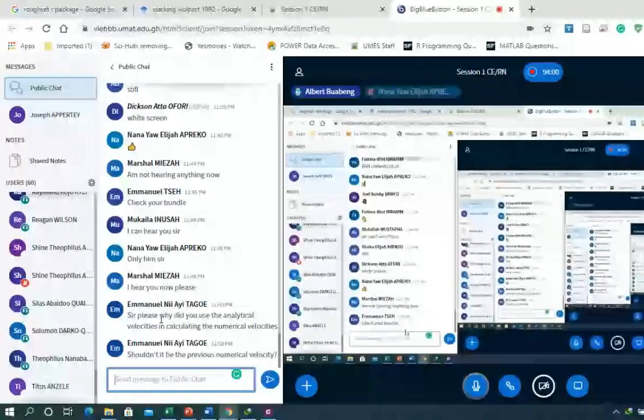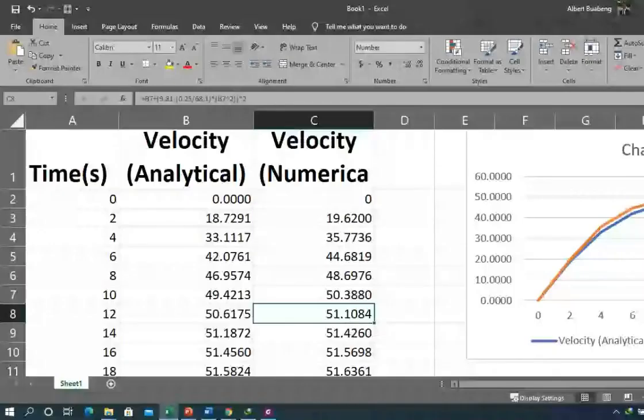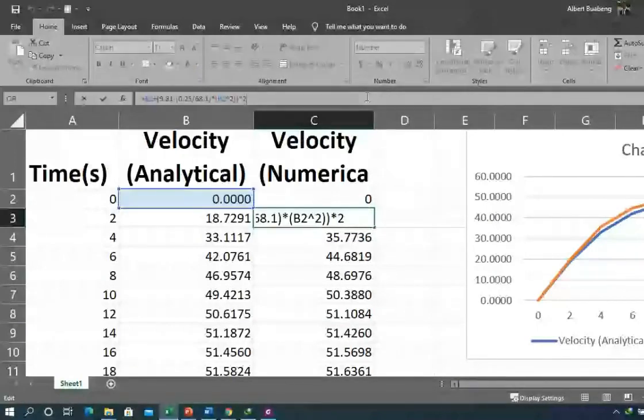Okay, so Emmanuel Niayite is asking, why did you use analytical velocities in calculating numerical velocities? Oh, okay. Now, let me answer this. Okay, watch it. We did not use analytical velocities in estimating numerical velocities. Now, oh, sorry.